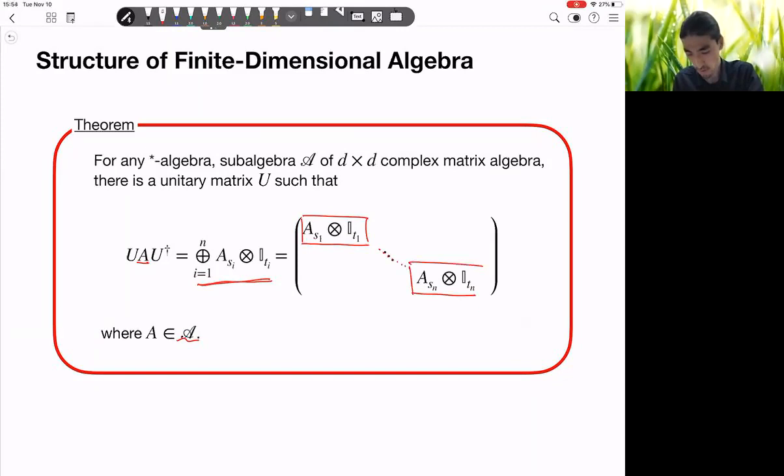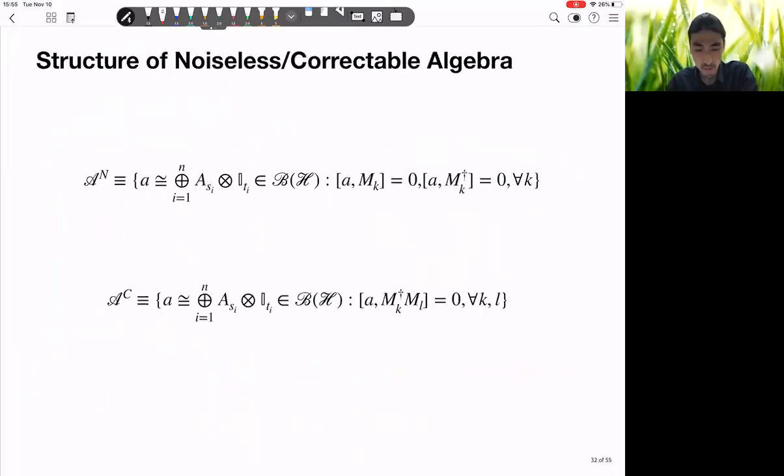Each I_{n_i} here represents the multiplicity of the first tensor factor. For example, if you have A tensor the 2x2 identity, direct sum with B tensored with just one, which is nothing, then you have A, B, where capital A and B are matrices. So you'll have this form of block diagonal matrices. This theorem says that if you have a finite dimensional subalgebra, you can have this structure.